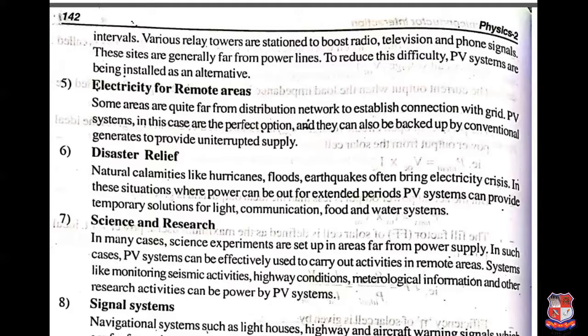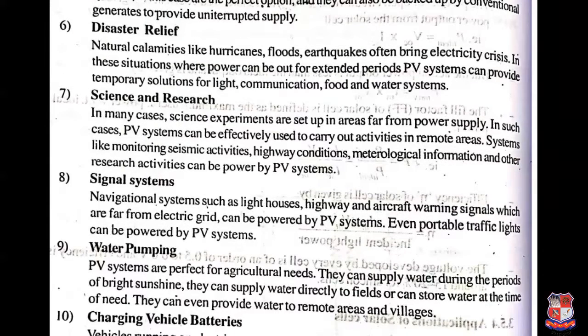Next application, electricity for remote areas. Some areas are quite far from the distribution network to establish a connection with the grid. PV systems in this case are the perfect option, and they can also be backed up by conventional generators to provide uninterrupted supply.